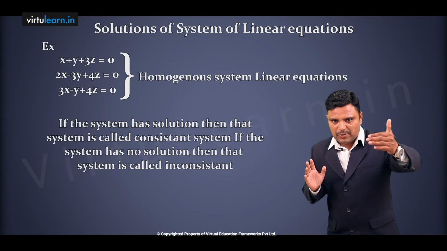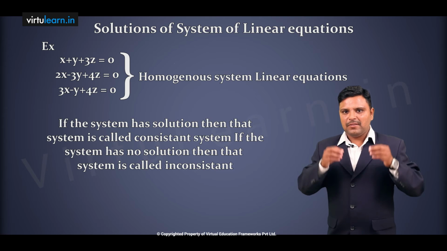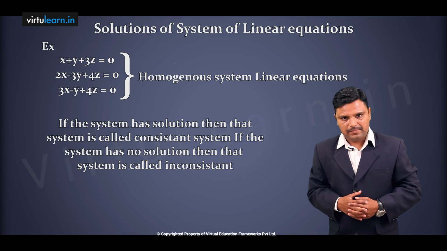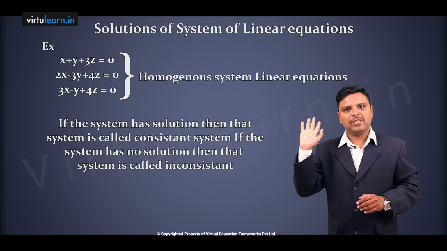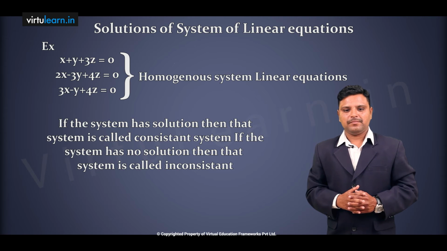This means we have two types of systems, homogeneous and non-homogeneous. For any system, if the system has a solution, then that system is called a consistent system. If the system has no solution, then that system is nothing but an inconsistent system.